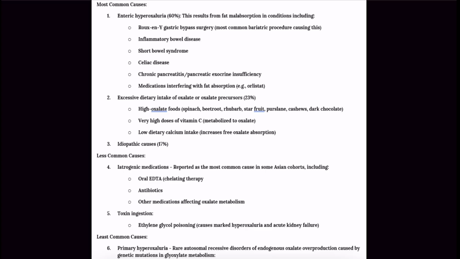So in this case, we have an oxalate nephropathy, and here are the leading causes for oxalate nephropathy. Most commonly, we have enteric hyperoxaluria, where things like gastric bypass or inflammatory bowel disease, short bowel syndrome, chronic pancreatitis can lead to increased enteric absorption of oxalate.